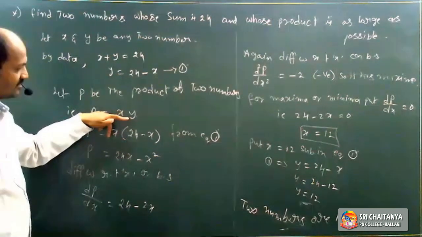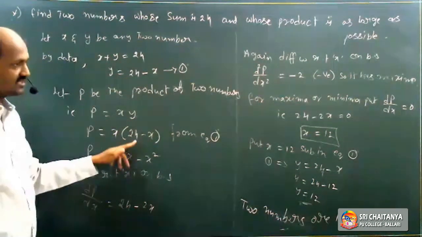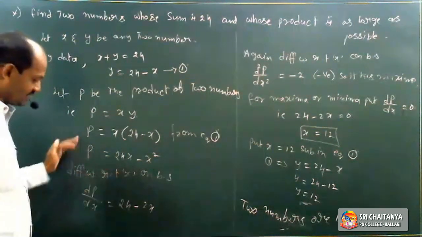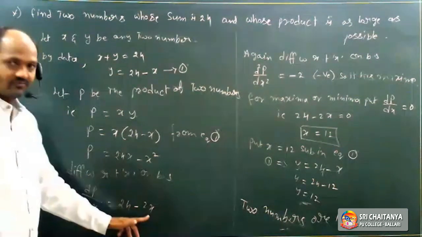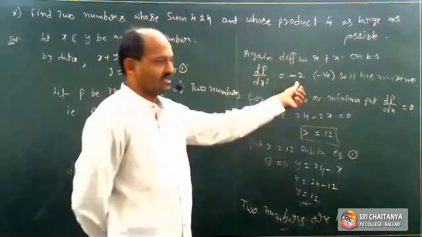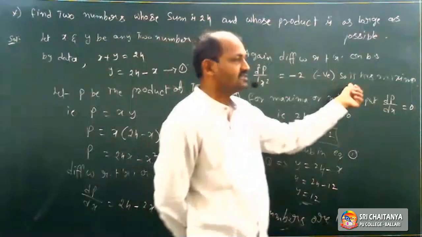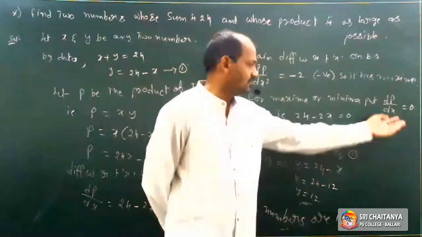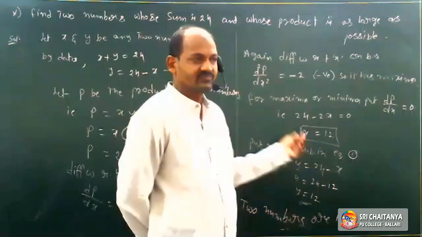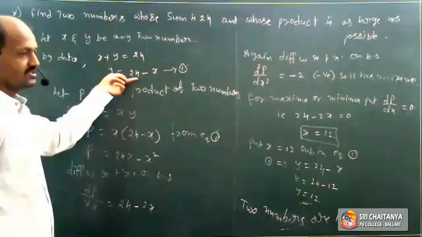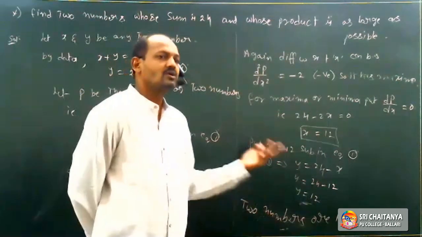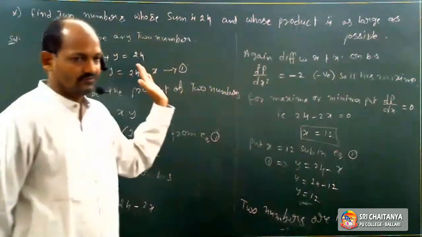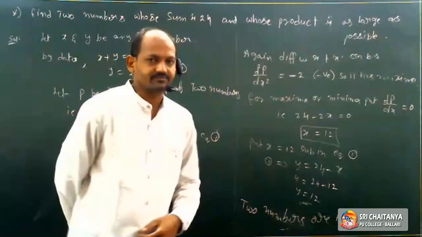Already from equation 1, y is equal to 24 minus x. By multiplying, we get 24x minus x square. Then find the derivative. First derivative is 24 minus 2x. Second order derivative is minus 2. Second order derivative negative means it has a maximum. Then for maximum and minimum, first derivative equal to 0. Then we get the x value, that is 12. That x equal to 12, substitute in the first equation, we get y. So 12 and 12 are the two numbers. Their sum is 24 and their product is maximum. You can write it down.